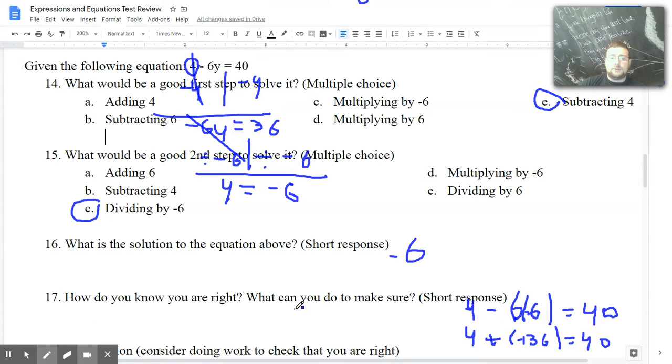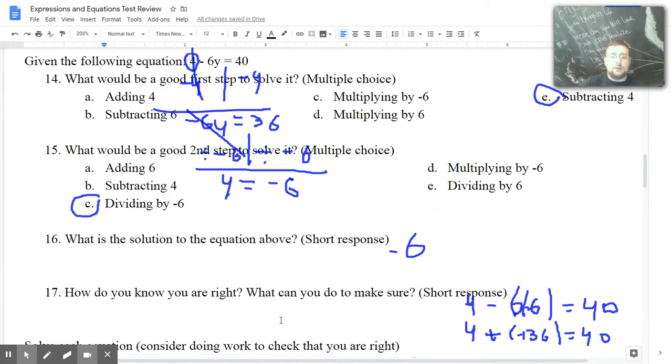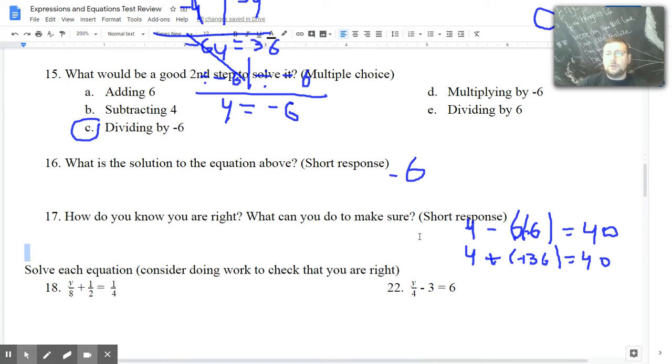So for the test, you can answer that by checking it in to make sure you are right. We'll continue this in the next video with a few more equations for us to solve.